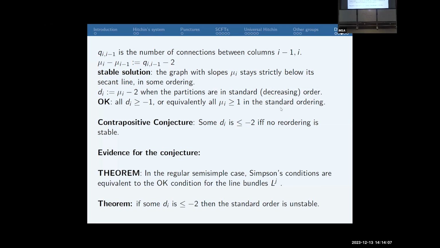So the evidence is: there's one theorem that says in the regular Simpson case, its conditions are equivalent to the OK condition. And another theorem, in smaller form, is that if some d_i is less than minus 2, then the standard order is unstable. The conjecture is that if some d_i is less than minus 2, then all orders are unstable, or at least one case of that holds.